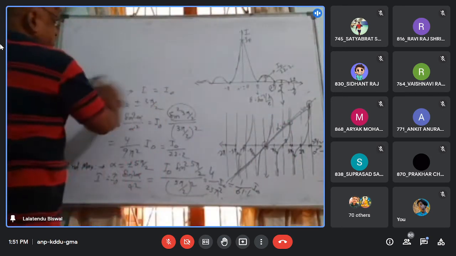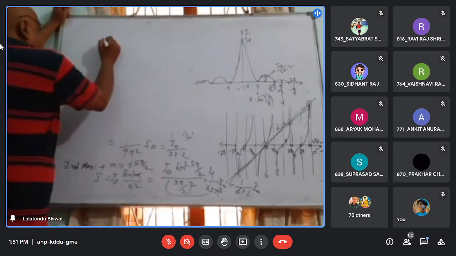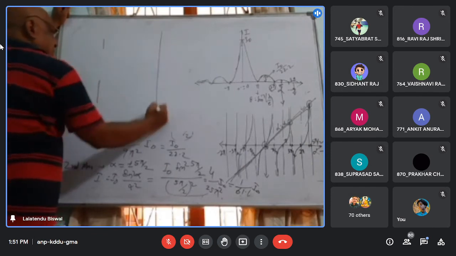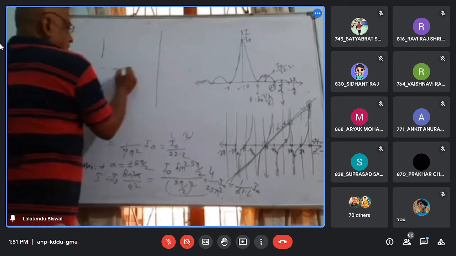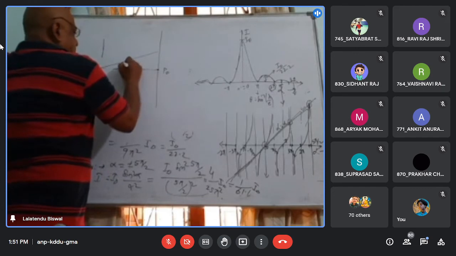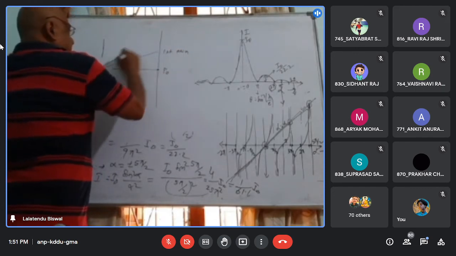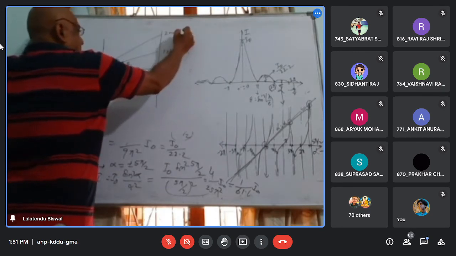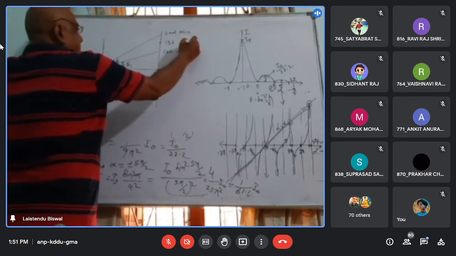Finally, I want to tell you one thing before I finish this single slit. Suppose this is the single slit. This is the screen. Now, straight you get the central maxima. At theta 1 you get the first minimum. At theta 2 you get the second minimum. So obviously here you get the first secondary maxima.